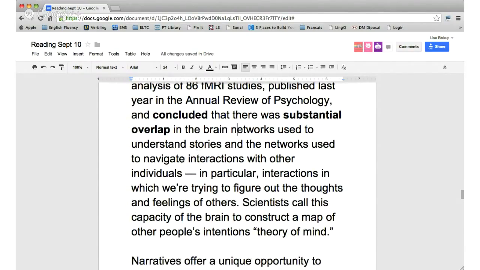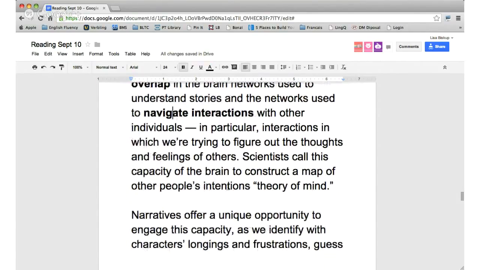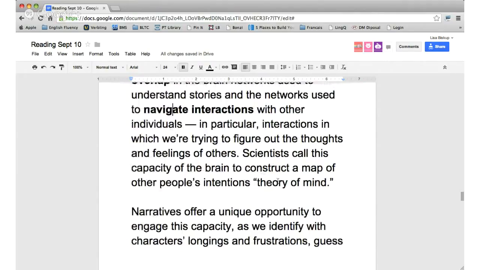And so what happens is listening to these stories is helping people navigate. So that means to navigate their interactions with others. So basically, how to get along with other people. So when you read stories, it's helping you understand how other people might think or feel. And the scientists are telling us that they're calling this the theory of mind.